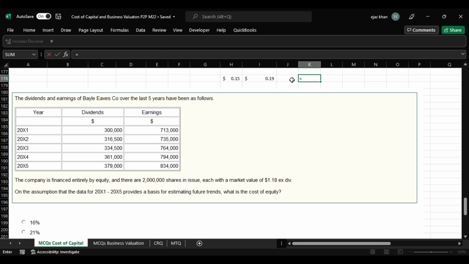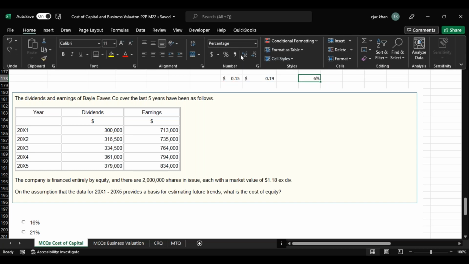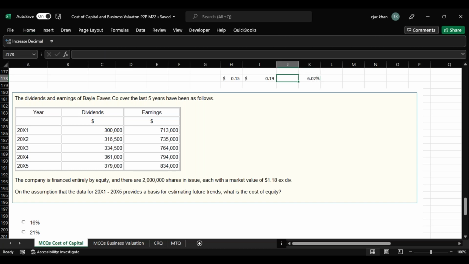What is that rate? Latest dividend divided by earliest dividend, raised to the power of the number of years between these two dividends. It's 4 years, because if you count from 2001 to 2002, it's 1 year, then 2, then 3, and then 4 years. So it was 4 years, and minus 1. So the growth rate in the last 5 years was approximately 6%.